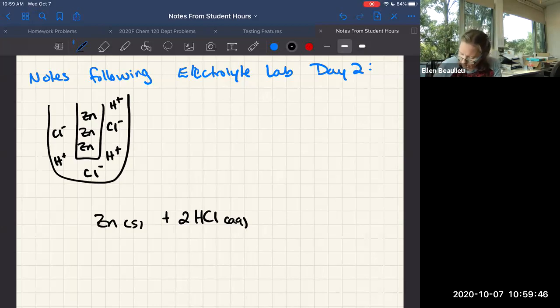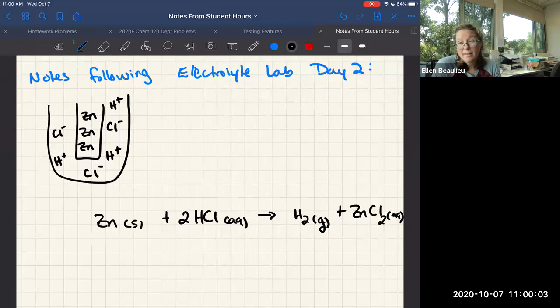Now these two react, and as you saw in the videos, there were some bubbles, and those bubbles correspond to hydrogen gas being formed. You didn't see any solid precipitate because the other product, zinc chloride, is soluble. So I'm going to do what I normally do, which is underline things that are solid, liquid, or gas and tell myself these things do not dissociate.